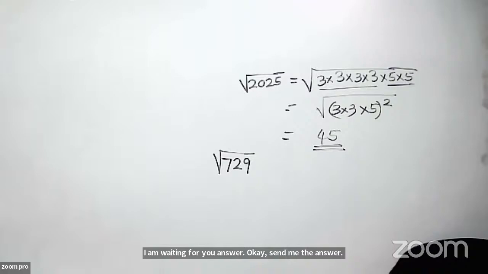So you start with the prime factor division. So you check with 2. No, it is not divisible by 2. Then check with 3. If not, check with 5. If not, check with 7. Likewise.